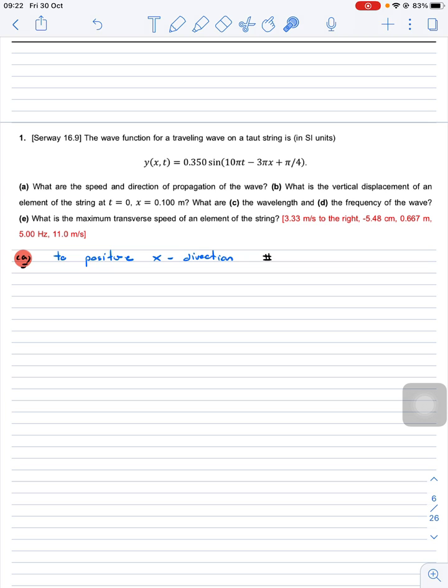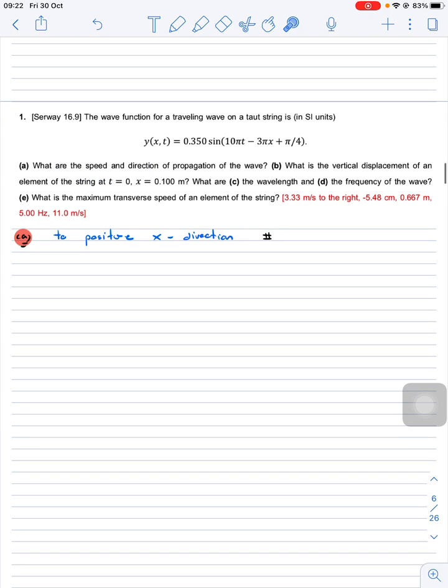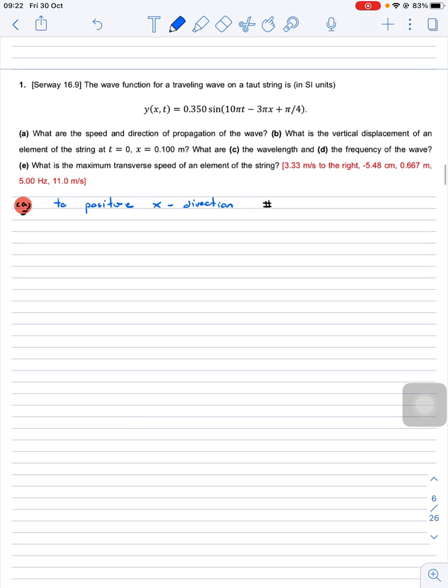Now we just want to find the speed of the wave. Okay, so let's look here. We have the 10 pi times the t. Remember that the variable in front of the t is the omega, right? So we have the omega equal to 10 pi in the unit of radian per second, and the variable in front of the x is equal to 3 pi. So we have k equal to 3 times pi radian per meter.